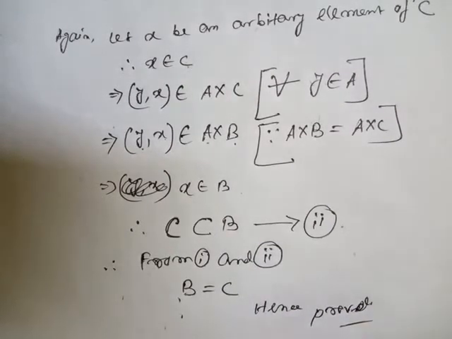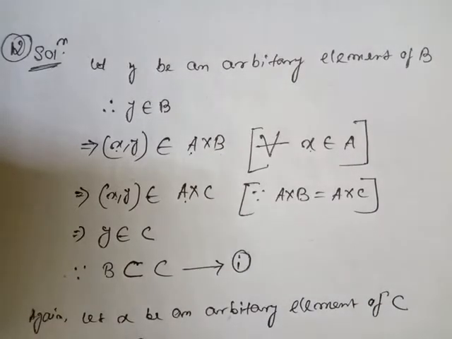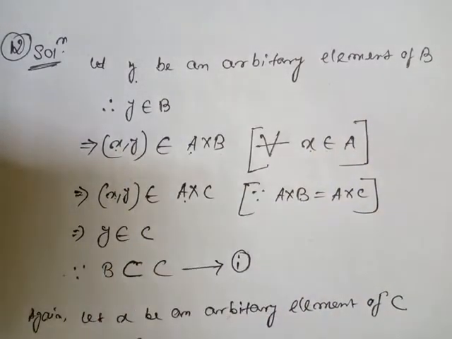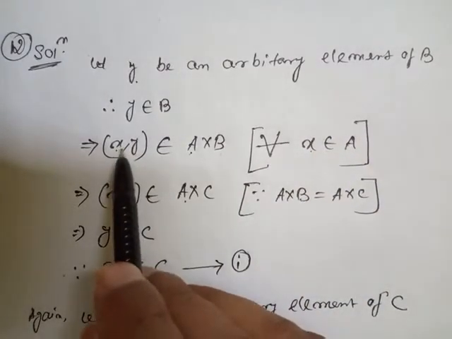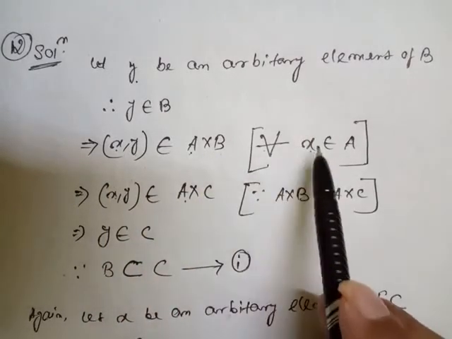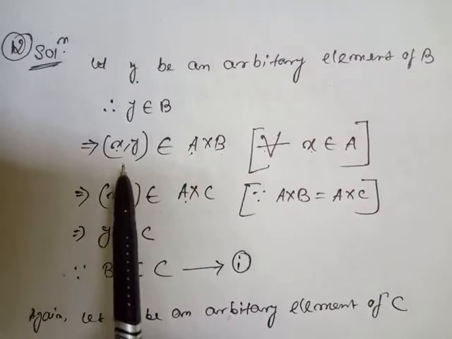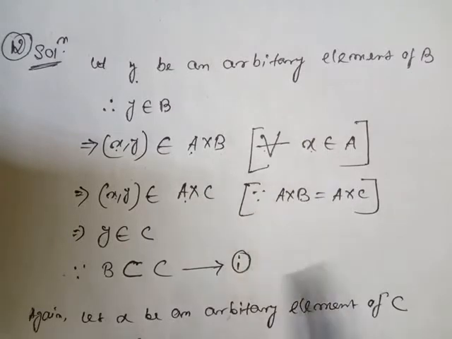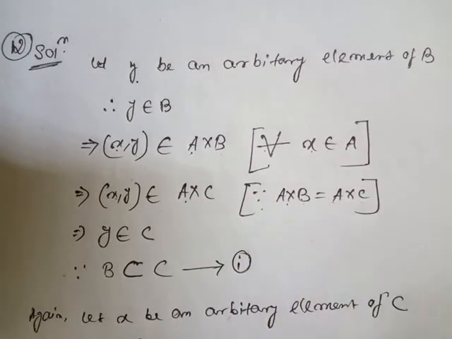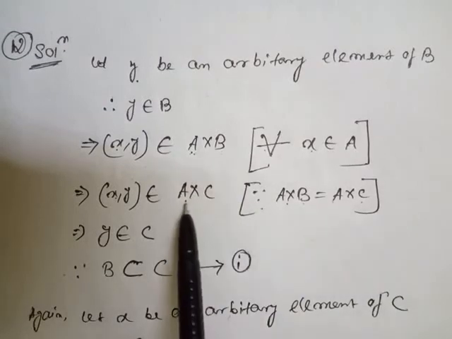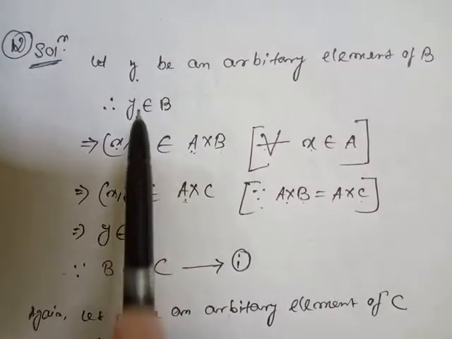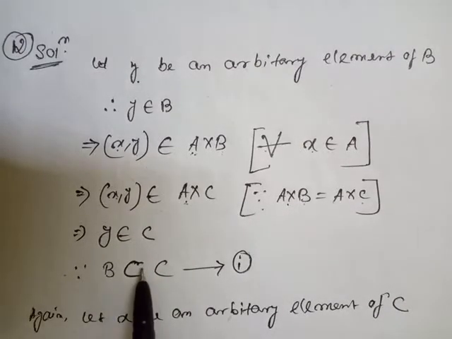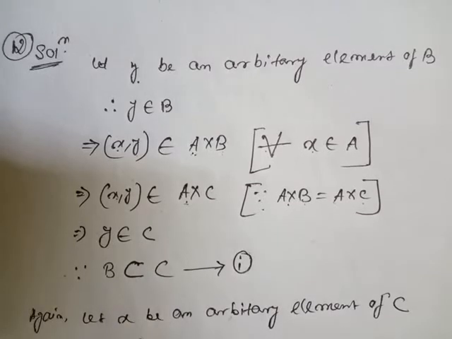Now students, I am repeating the answer again. Let y be an arbitrary element of B, then y belongs to B obviously. Now we have taken (x, y) belongs to A product B for all x belongs to A. In place of A product B we have used A product C, because the condition given in the book is A product B equals A product C. Now obviously y belongs to B, so y belongs to C. So B is included in C.